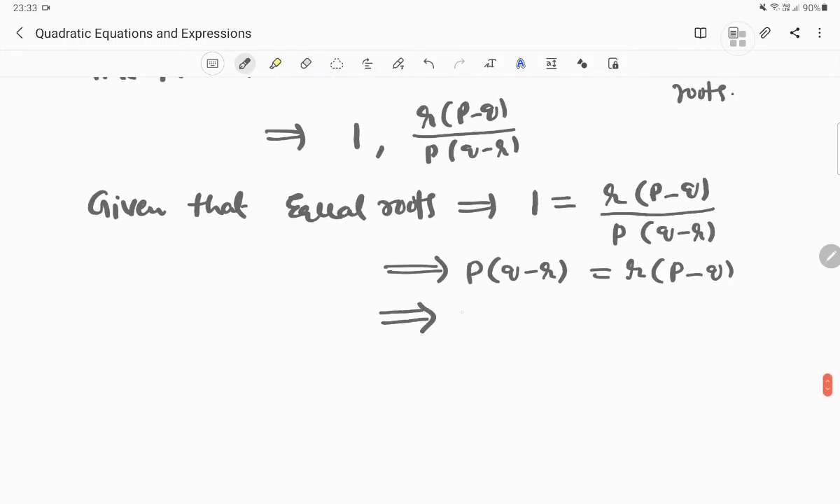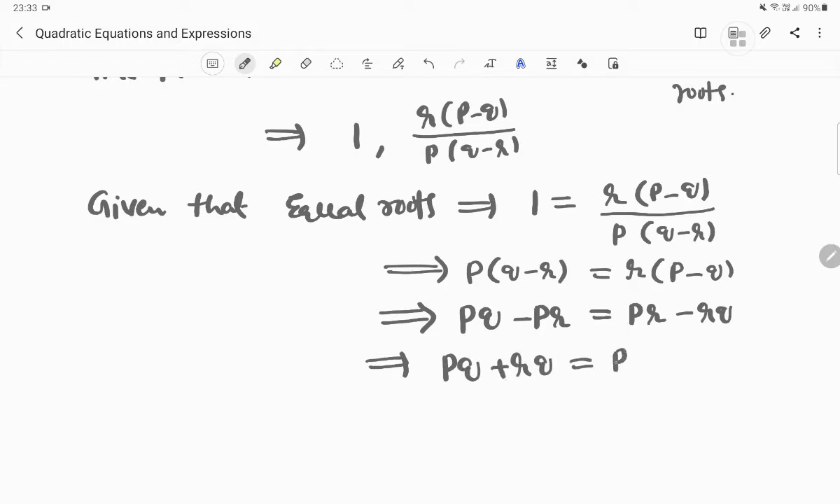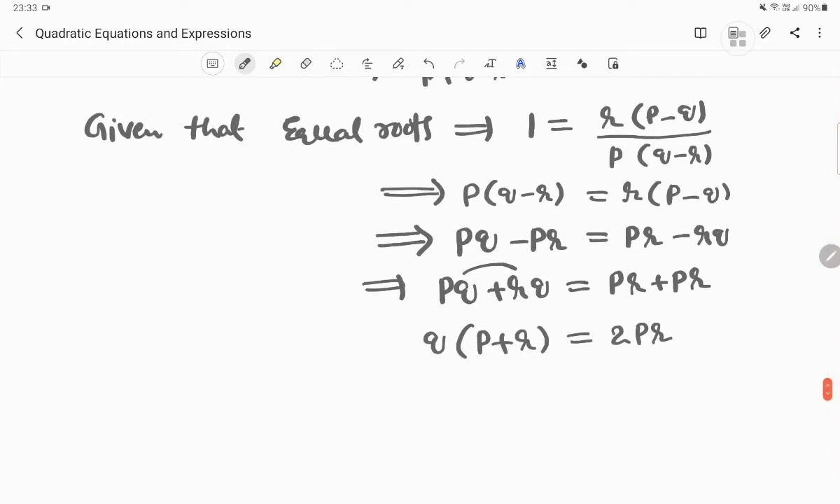So that implies pq minus pr is equal to pr minus rq. Taking minus rq to this side, pq plus rq is equal to pr plus pr. Take q common from here: q into (p plus r) is equal to 2pr. They are asking to find the relation, no? So (p plus r) by pr is equal to 2 by q.